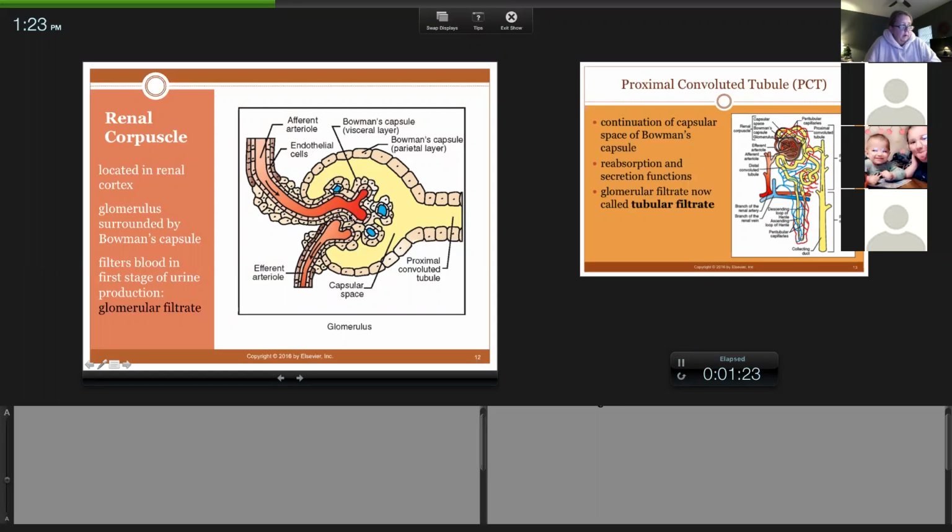And when it enters the middle of this corpuscle, it enters the middle structure, which is called the glomerulus. The glomerulus is basically a tuft of capillaries. It's like a bundle of capillaries. And remember, capillaries are one cell thick, and this is where things diffuse.